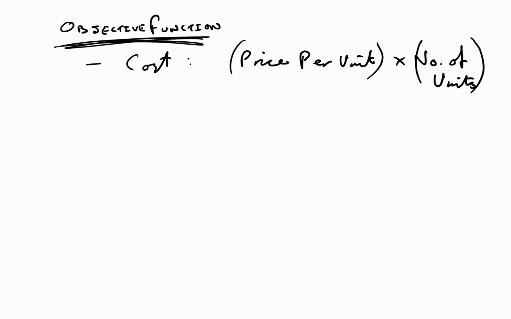Another common example of an objective function is time. We set it up in a similar kind of way to this one up here. We can also have distance. Distance is also another common one.